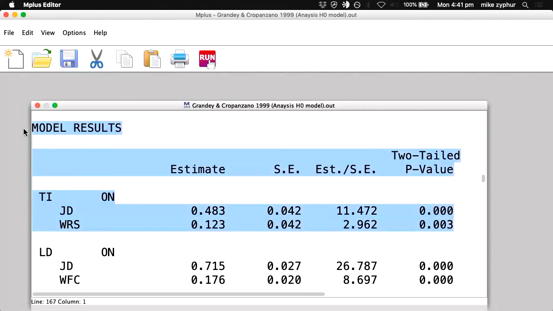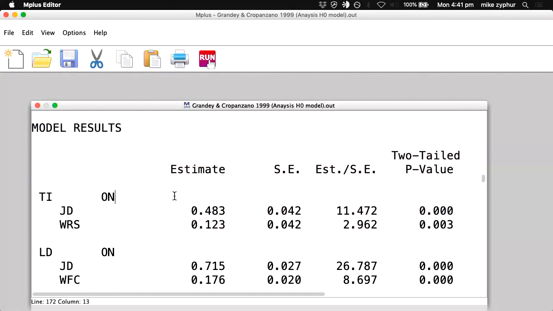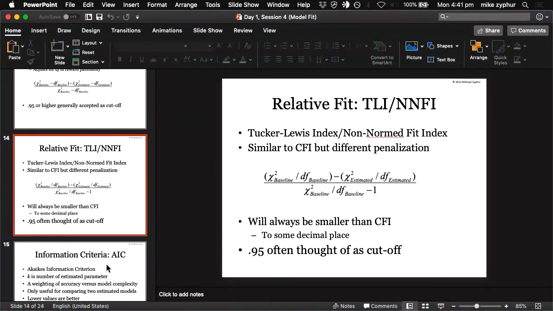All of these things haven't changed. Still just rise over run, slopes, p-values, unstandardized values, standardized values. Now we're just looking at some of the fit statistics.